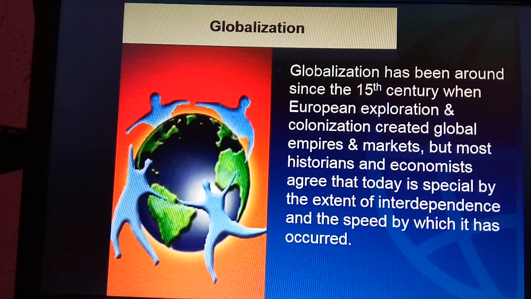So globalization has been around since the 15th century when European exploration and colonization created global empires and markets, but most historians and economists agree that today is special by the extent of interdependence and speed by which it has occurred. So going back to the history and origin of globalization, it has been there since the 15th century, when European exploration and colonization started.